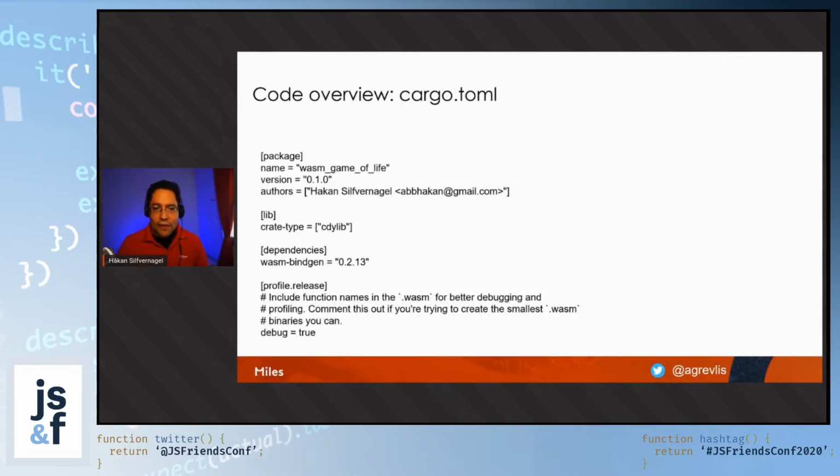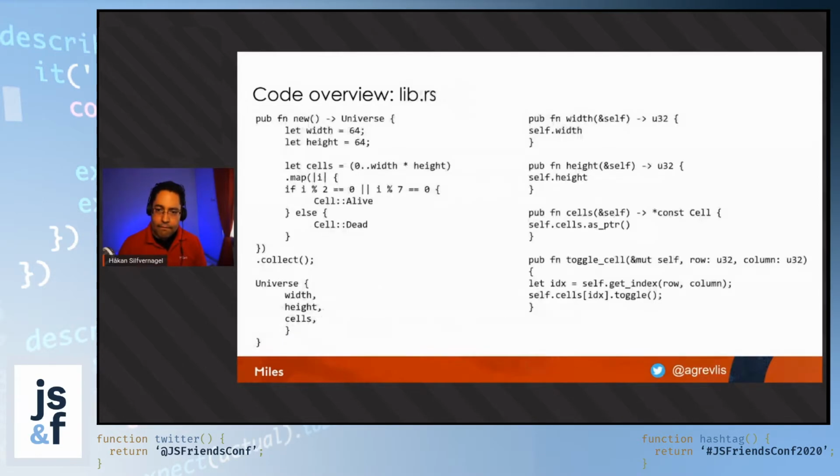So the first thing that we have is a TOML file. Again, here we have the name of our package, and we define what type of library, what type of crate this is. And then we also define our dependencies. So as before, we need to have this wasm-bindgen in order to generate this glue file. And then we have our main Rust file.